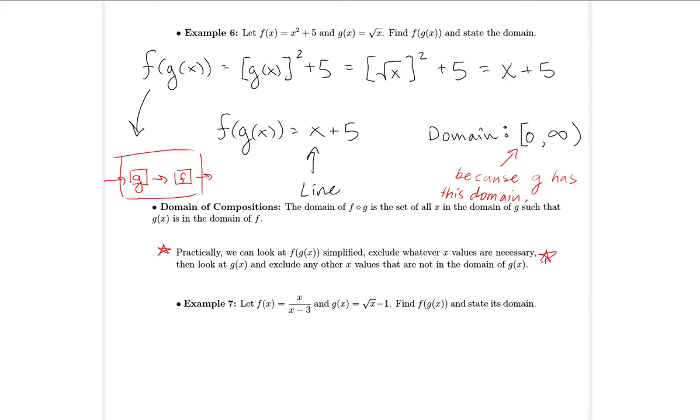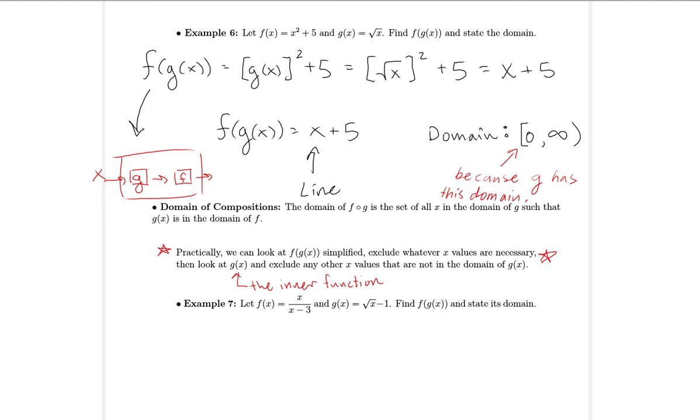Practically, what it means is that you can simplify your composition and exclude any x's that you need to based on that simplification, and then look at g of x, the inner function, and also exclude any other x values that are necessary based on that. So you're always looking at two things, the simplified version and the inner function. On the one hand, x's are going into this big box, that's the simplified function, but on the other hand, they're also going into this little box, that's the inner function. And you've got to make sure that both are okay.